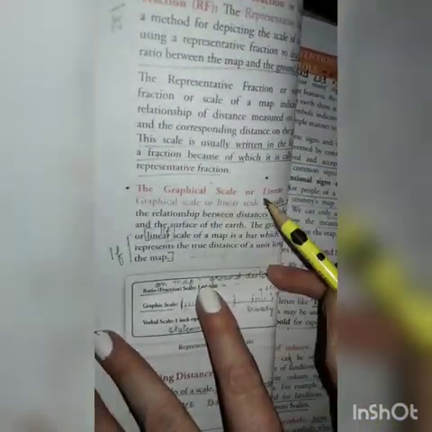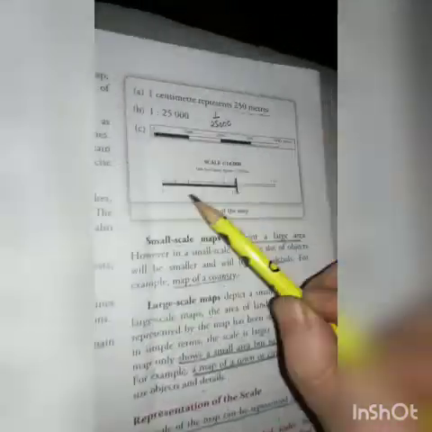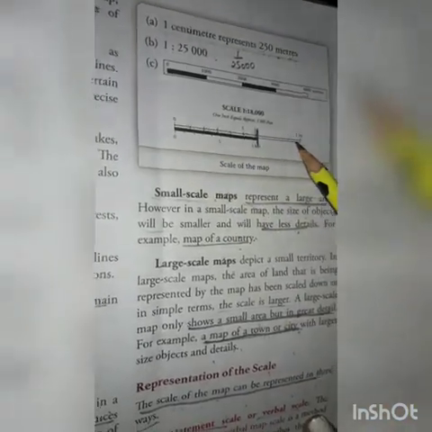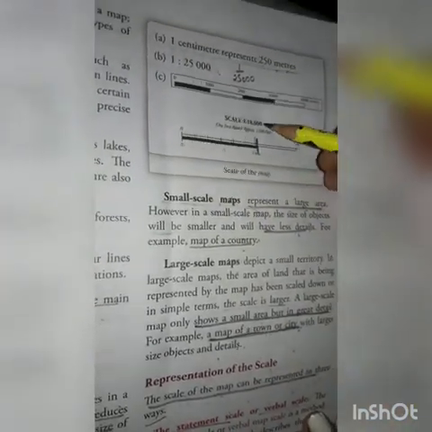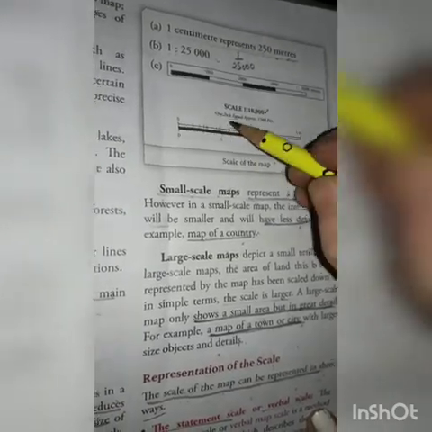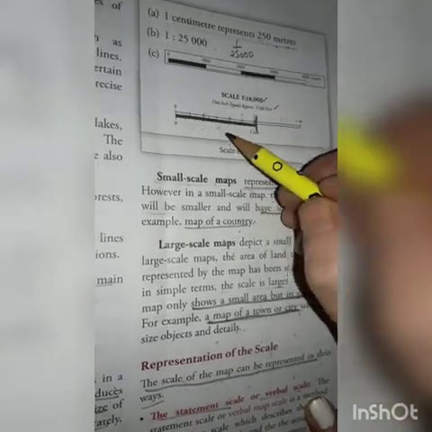Third way to represent a scale is graphical scale or linear scale. Now graphical scale, this is graphical. We draw the line and visually define the scale of a map. Okay. Now here you can note it down. This is the representative fraction way. Okay. This is in the way of a statement. This is statement scale, and this is graphical or linear scale.